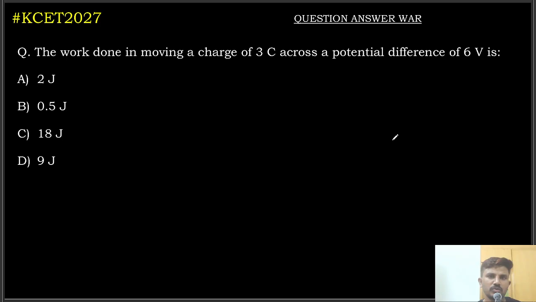Next, the work done in moving a charge of 3 coulomb through a potential difference of 6 volts. Work done is equal to charge into volt. So charge is 3 into potential difference is 6. 6 3s are 18 joules. Option C is correct.